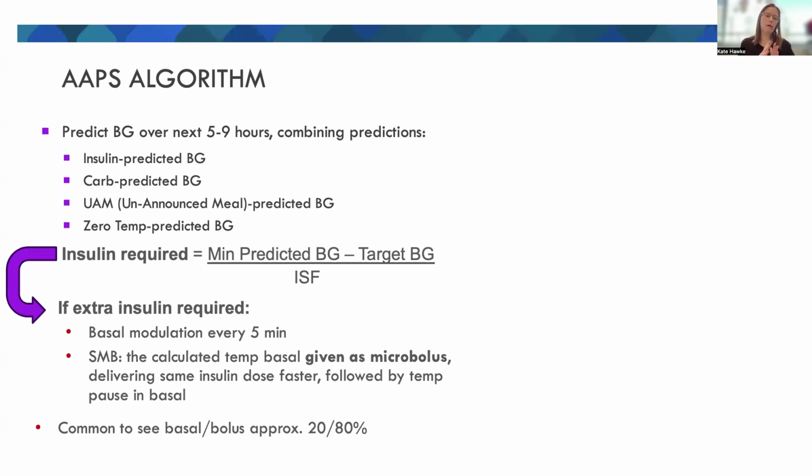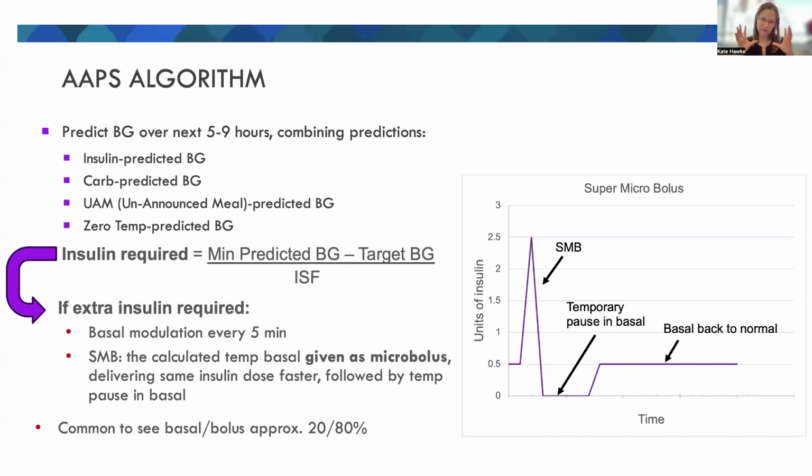So this is where what would have been calculated as the temp basal is actually brought forward and given as an upfront microbolus. So you're delivering the same insulin faster. And as a sort of graphical representation of how you can think about a super microbolus, we're actually bringing the upcoming basal forward to an SMB now on this 5-minute loop cycle. And then most times we will see a temporary pause in basal because we've sort of borrowed that basal, brought it forward as an SMB.